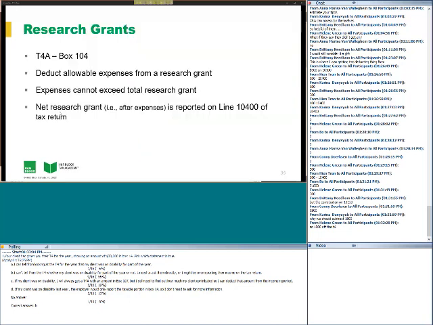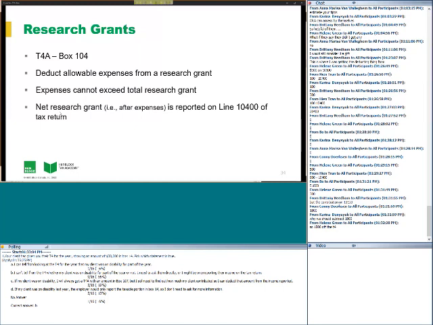Let's jump into the last major type of income I want to talk about today, which is research grants. I'm going to do this very briefly because we're going to come back to this when we do student income. So just to give you an idea, one type of other employment income, I'm talking about line 10400 on the tax return, comes on a T4A slip in a box 104, and it is a research grant. So if you are hired to do research either from a university or a college or maybe from another organization, they'll issue you a T4A with a Box 104. In that case, you're allowed to deduct your expenses that are related to your research.